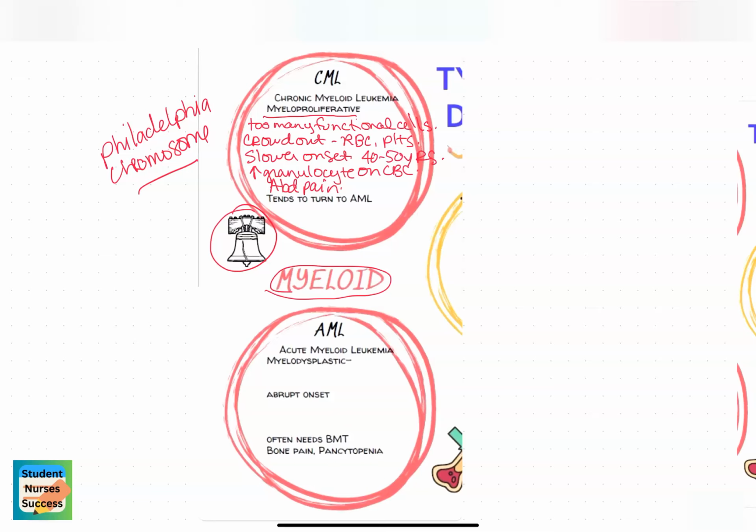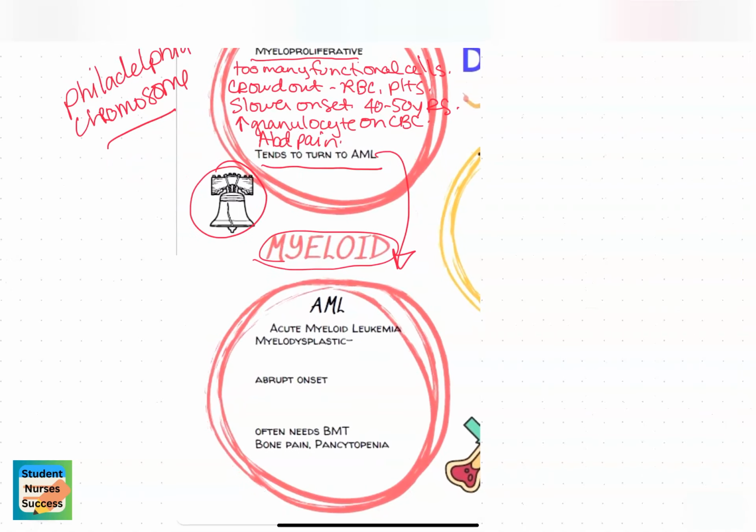One thing about CML, although we're kind of lucky in that it is functional cells, the problem is that it almost always turns into AML, which is the next thing we're going to talk about. And that's not actually as good. AML is acute myeloid leukemia, but it's myelodysplastic. And we see this dys in here, and that's never a good sign. So not only do we have too many cells, now we have too many abnormal cells. And that's a huge problem.